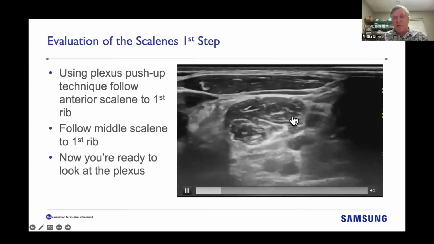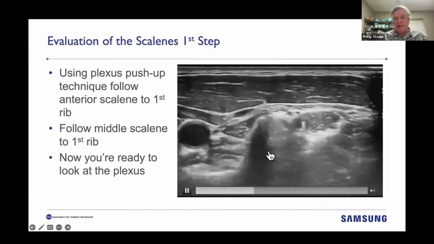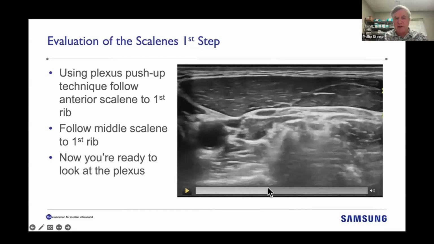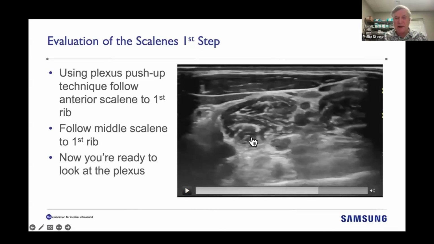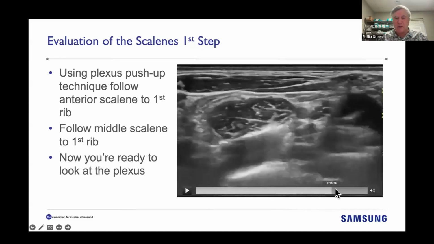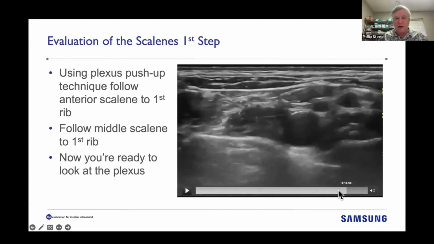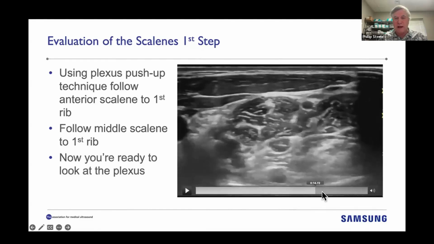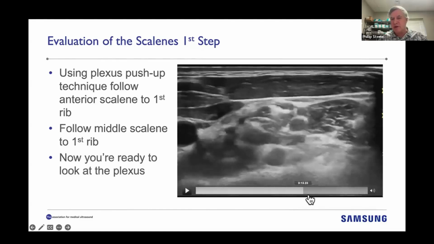So the next step before you really dive into the nerves is really understanding the scalenes. And so I'm going to stop this here and I'm going to highlight a few things. So this is anterior scalene. This is a vasculature. Here's a posterior scalene and middle scalene here. And by following the scalene down to its rib attachment on the first rib, you sort of understand what's happening with that portion. And then you need to do the same thing with the middle scalene.